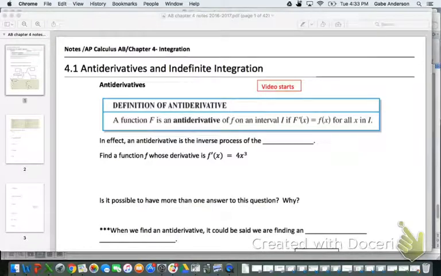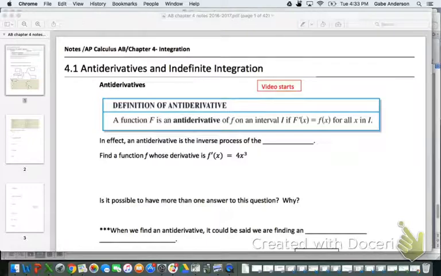All right, this is our intro video for section 4.1 for Calculus AB, and we are going to be looking at our other fundamental skill in AP Calculus, and that is the antiderivative. So let's talk a little bit about this.